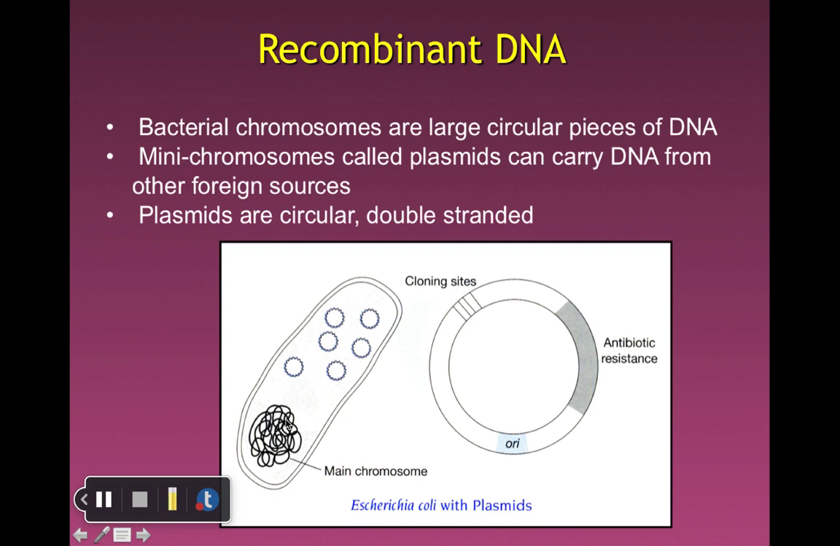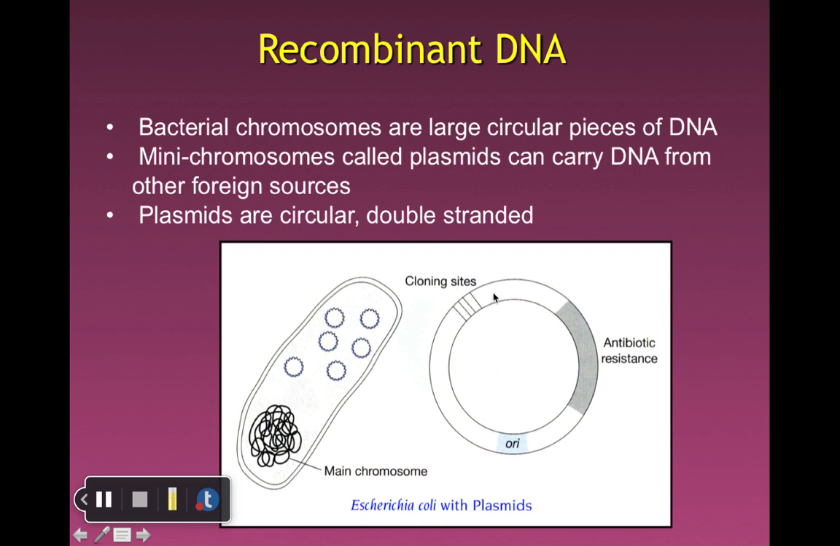But bacteria often also have these much smaller pieces of DNA called plasmids. And so to the right, we see a circular plasmid. It can contain various components. It might often contain genes that code for proteins that confer resistance to antibiotics. It might have an origin of replication, and that's important because plasmids replicate every time that a cell divides. And we also might have some cloning sites.